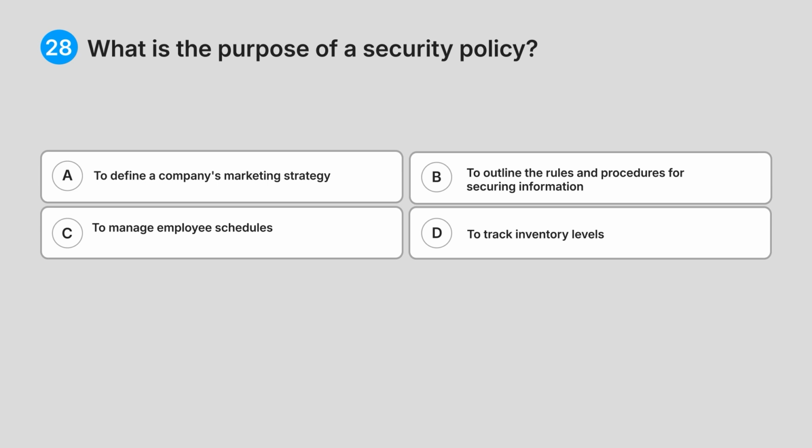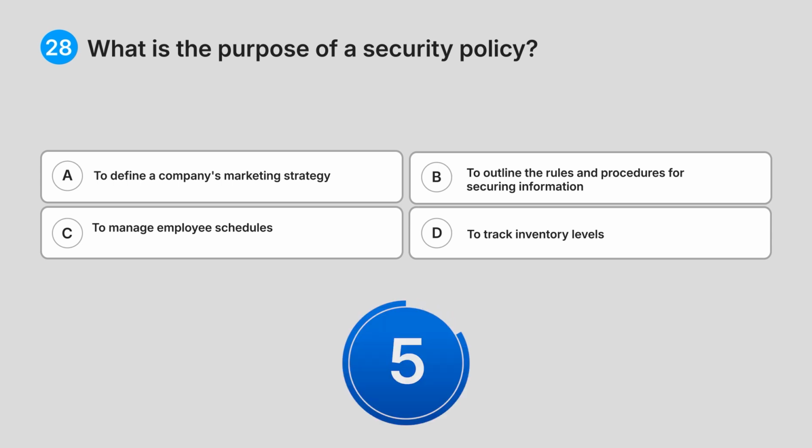A. To define a company's marketing strategy. B. To outline the rules and procedures for securing information. C. To manage employee schedules. D. To track inventory levels. What do you think is the answer?